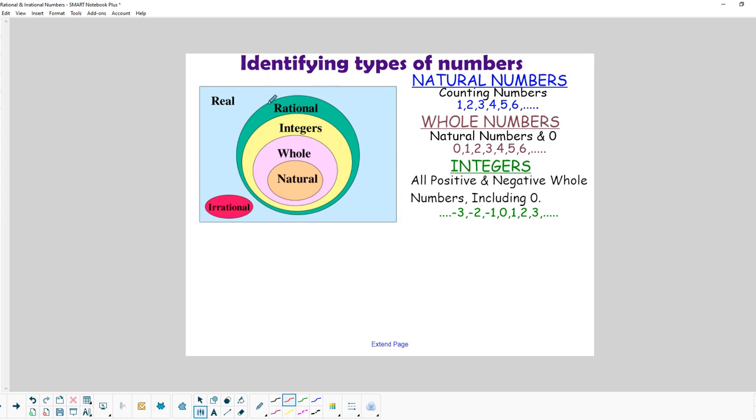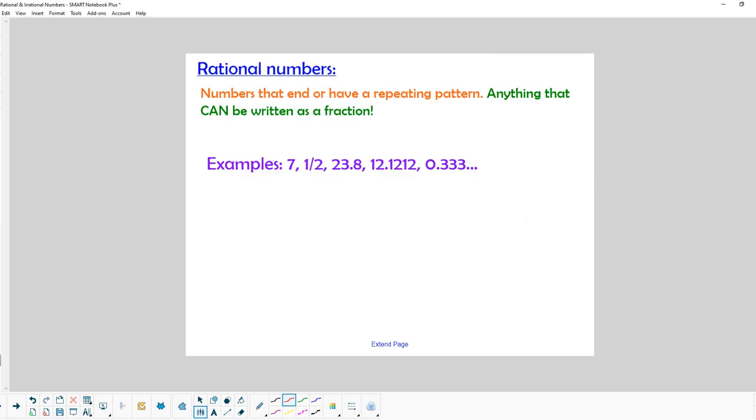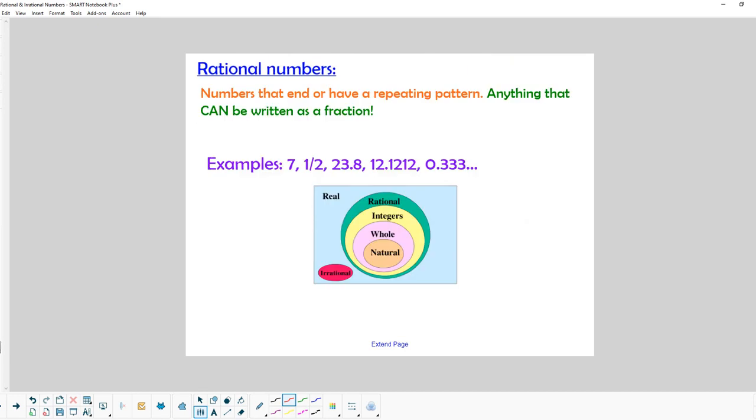Okay, we have a couple more words up here we've got to talk about. What do we mean by rational numbers? Okay, so the numbers that end or have a repeating pattern, and we're talking about decimals, anything that can be written as a fraction. So these are just some general definitions for a rational number.